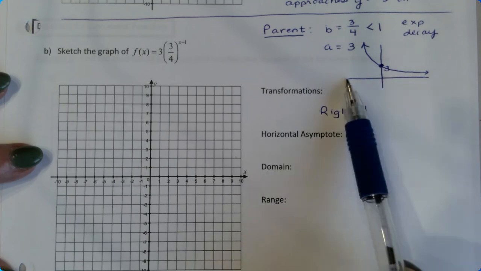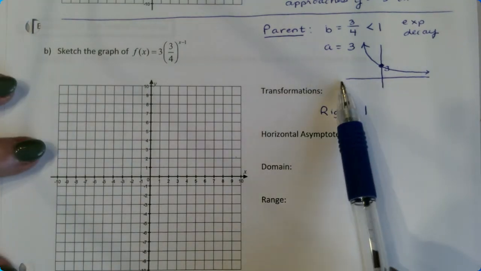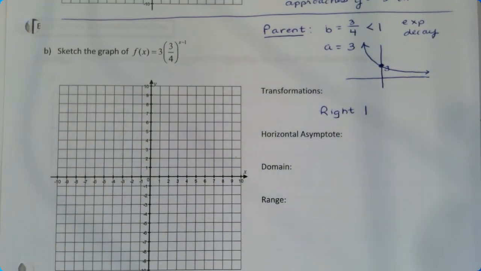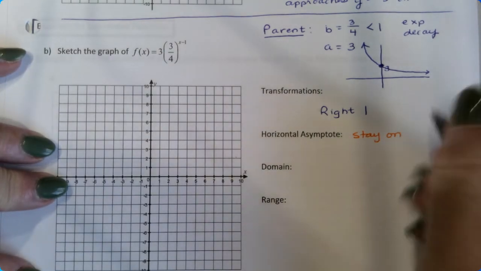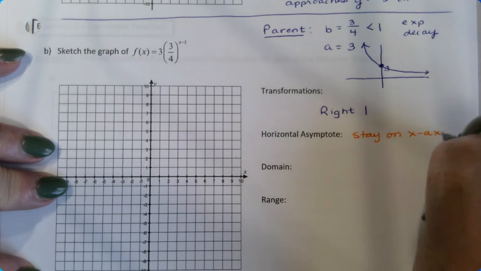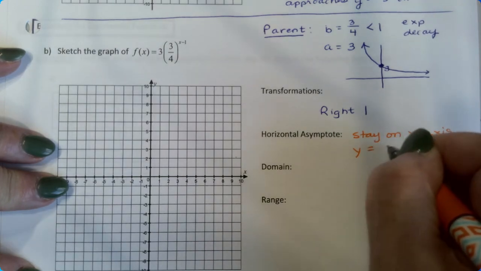the same level here. And since it goes all the way from -infinity to infinity, a move right 1 doesn't really change anything. So I'm going to say my horizontal asymptote this time is going to stay on the x-axis, which would have equation y equals 0.